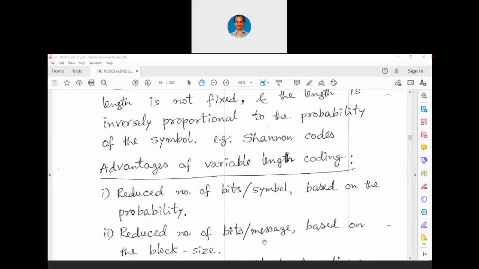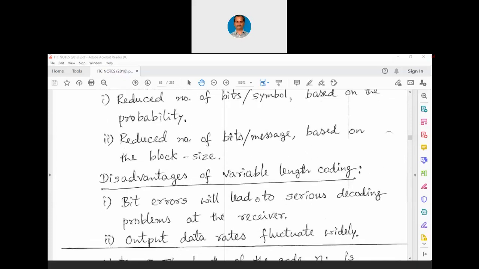Now when we combine all those symbols together, it is going to become a block size, or a sequence, or a message. In that particular case, again there is a reduced number of bits per message based on the block size, meaning G3 will be lesser than G2 and G2 will be lesser than G1. This we have seen.